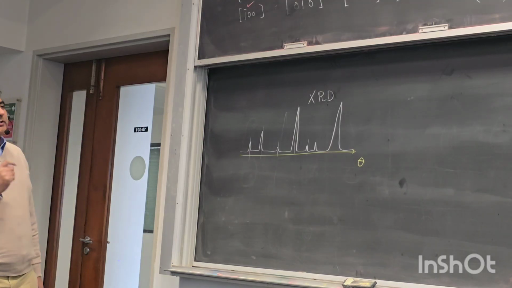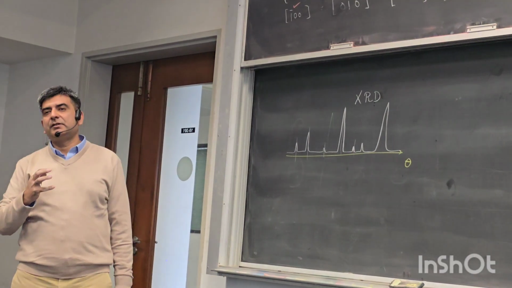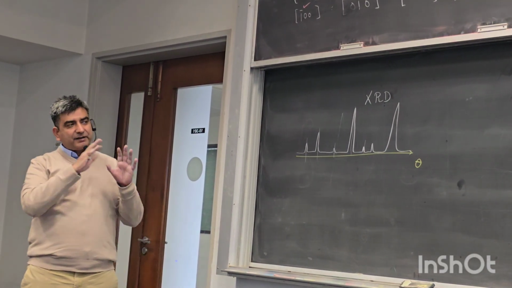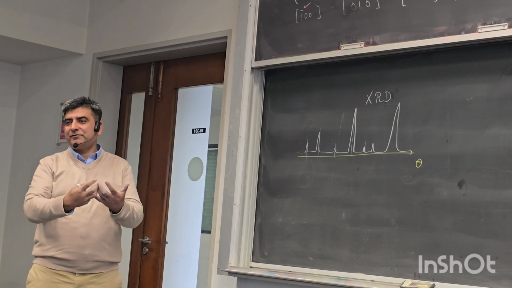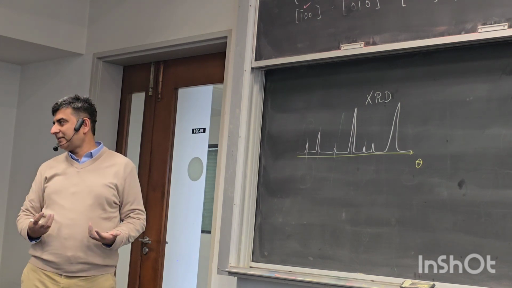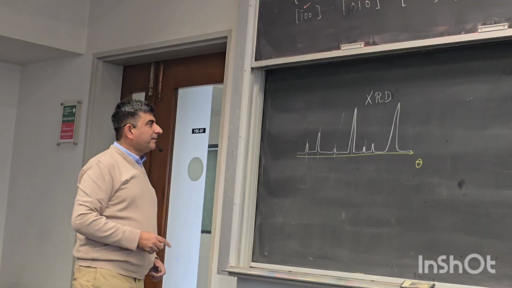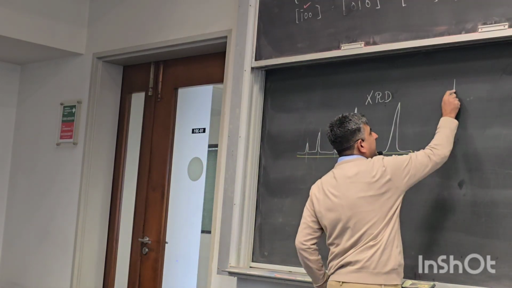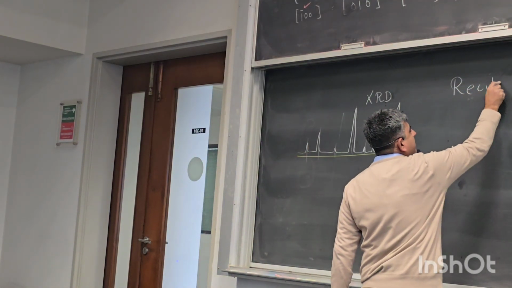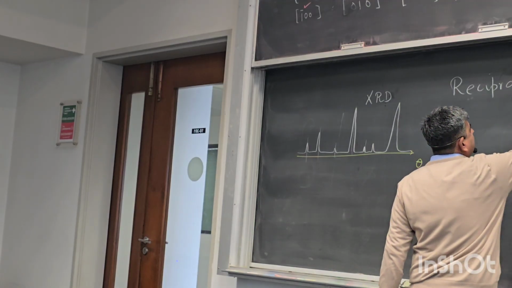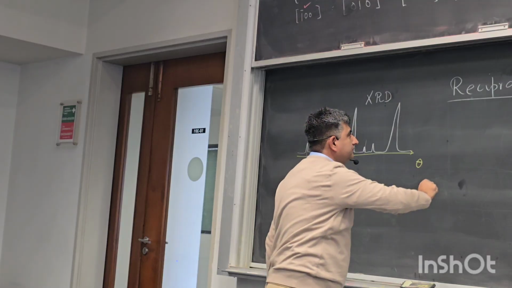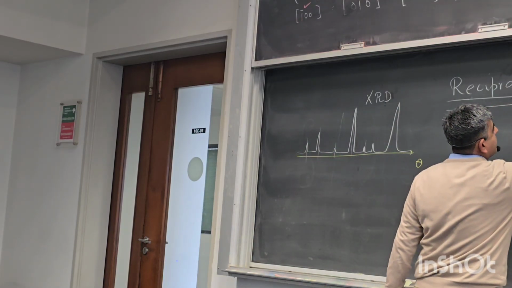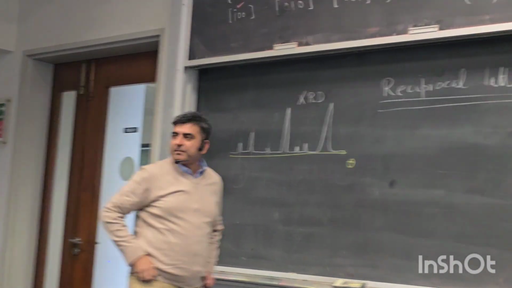Okay. So now what kind of mathematical tool do we have to describe the structure? The pattern that comes out is in fact the Fourier transform of the structure. I'm going to explain this. In order to describe this, I would like to use the concept of the reciprocal lattice. Any questions up to this point?